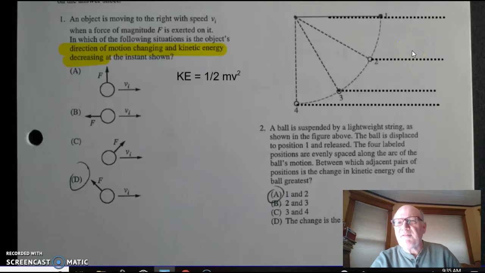Well, I drew in the lines because it helps you to visualize, I think, where the greatest drop is. And it looks pretty clear that the drop between 1 and 2 is larger than the drop between 2 and 3, and certainly larger than the drop between 3 and 4. So the choice here would be between 1 and 2.